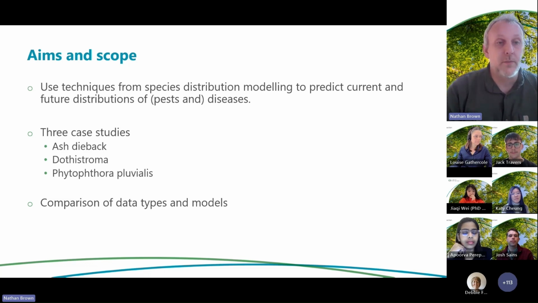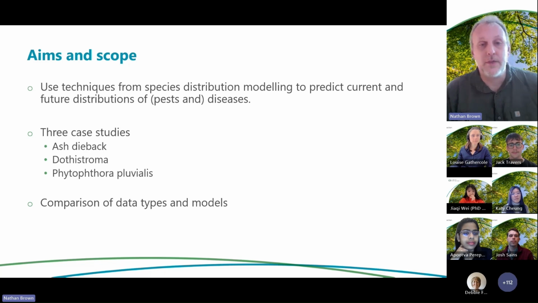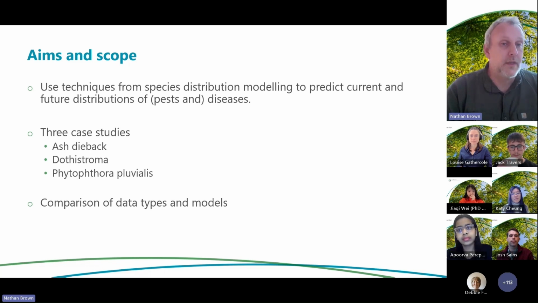Dothistroma, where we have lots of Forestry Commission surveys, the districts went out and looked for signs of disease. And Phytophthora pluvialis, which has arrived recently to Great Britain. So we have the initial surveillance that's been conducted, but this is not a designed survey. Really, they're going to try and find occurrences of disease where they happen, and so are really targeting in on specific areas. And so each of these has a different challenge for modelling and working with the data.